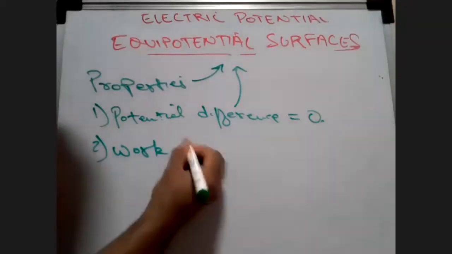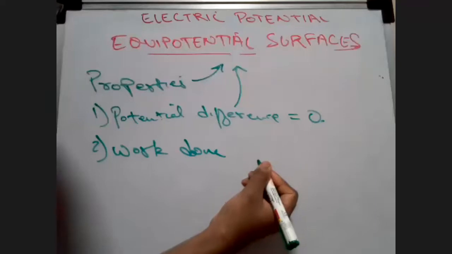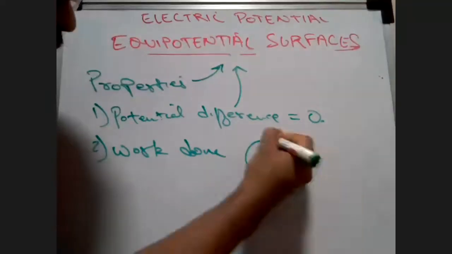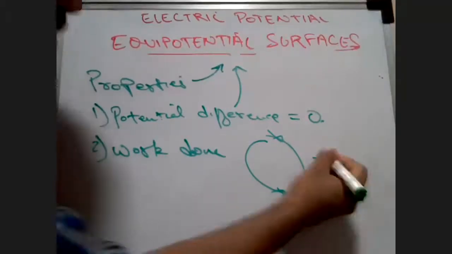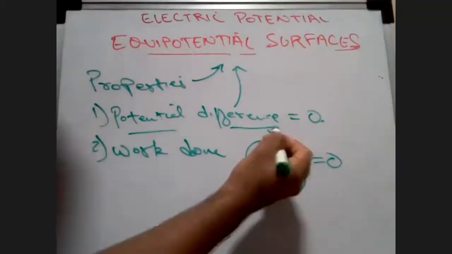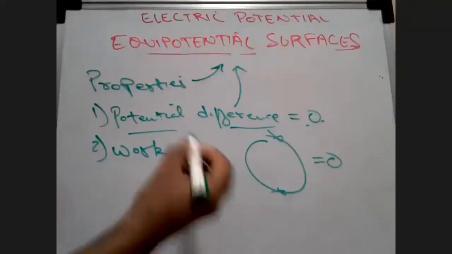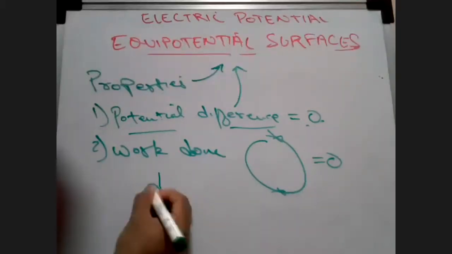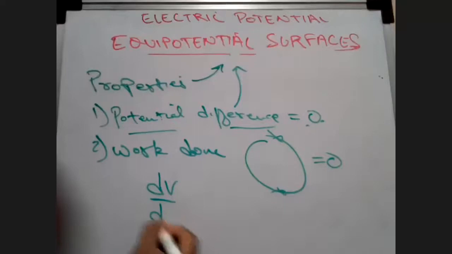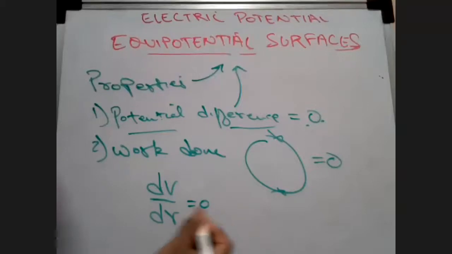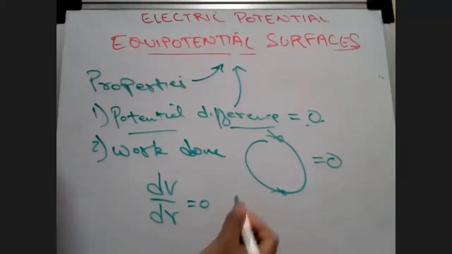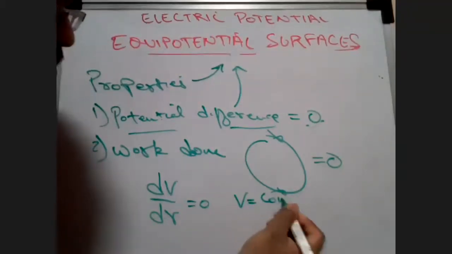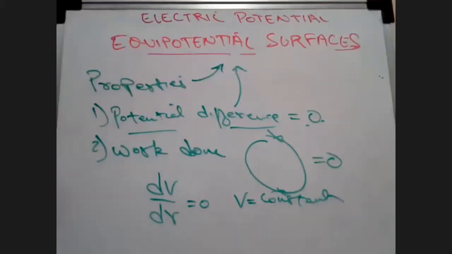Work done in moving a test charge from one point to another on an equipotential surface is going to be equal to 0. And by the way, when I say potential difference is 0, it does not mean potential is 0. It simply means potential is constant. I hope you all understand that. Potential difference means rate of change of potential with respect to distance. If that is 0, the change of potential over a particular distance is 0. That means V is equal to a constant. V is a constant. Is that clear?